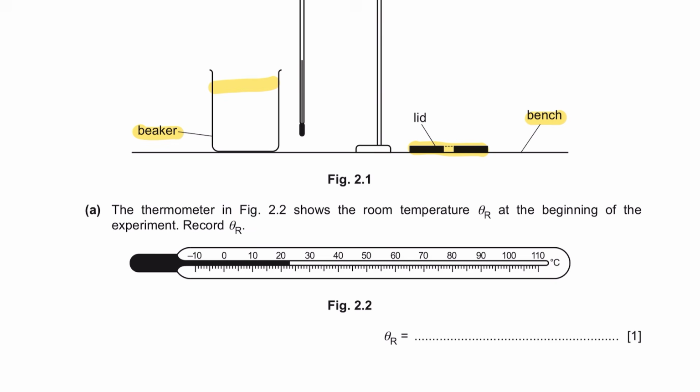Question A. The thermometer in figure 2.2 shows the room temperature theta R at the beginning of the experiment. Record theta R. The temperature from the thermometer is 23, and do not forget your unit, degrees Celsius.